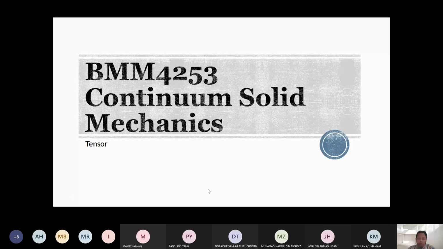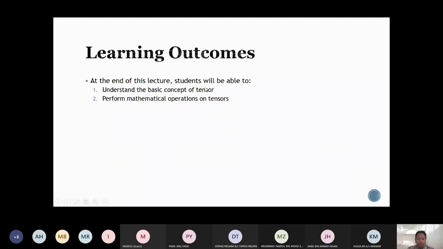Yes. Okay, so for today we will learn about tensor, more about continuum solid mechanics. Today's lecture is about tensor. At the end of this lecture, you will be able to understand the basic concept of tensors and perform mathematical operations on tensors.